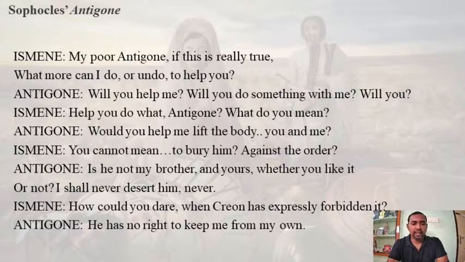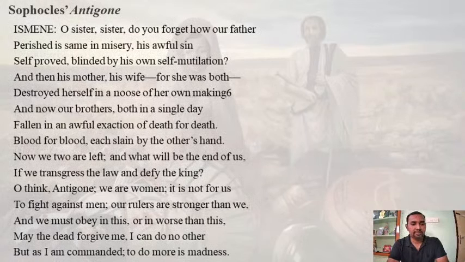Ismene, how could you dare when Creon has expressly forbidden it? Antigone, he has no right to keep me from my own. So Antigone says he cannot stop me from honoring my own brother. Ismene, oh sister, sister, do you forget how our father perished in shame and misery?